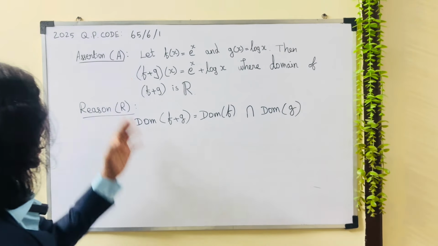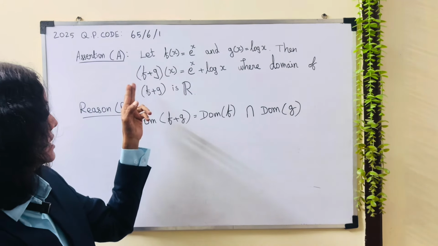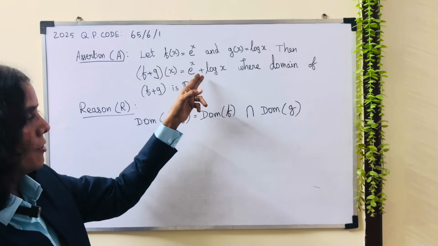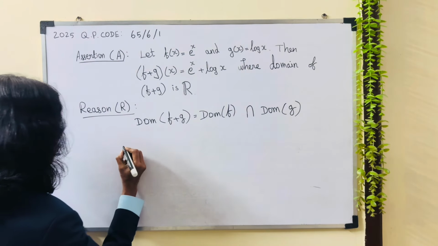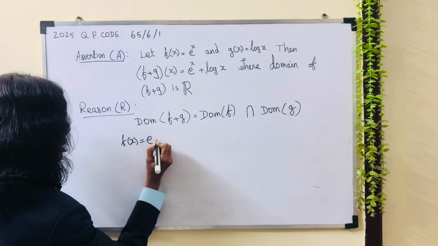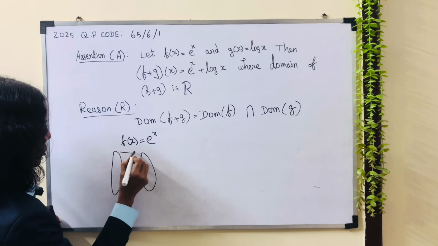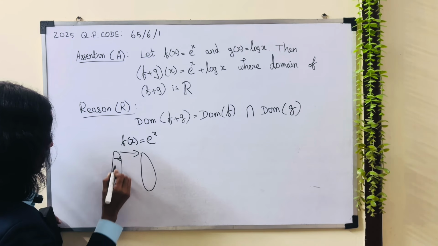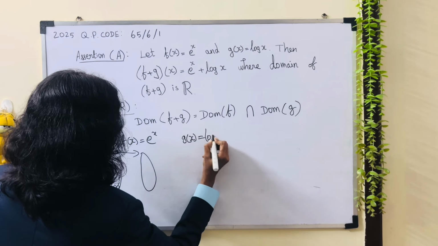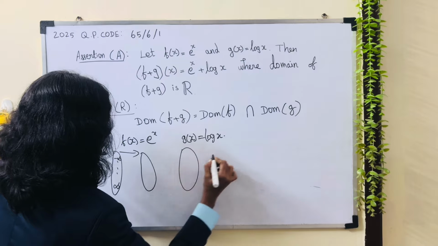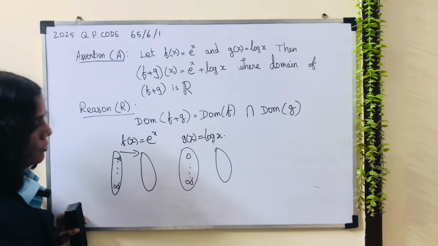Question number 2. Assertion is let f of x equal to e power x and g of x equal to log x, then f plus g of x equal to e power x plus log x, where domain of f plus g is R. f என்ன கொடுத்திருக்காங்க? e power x. So f ஓட domain -infinity to infinity இருக்கும். g of x is log x. So g of xல domain log xங்கிறனால 0 to infinity இருக்கும்.